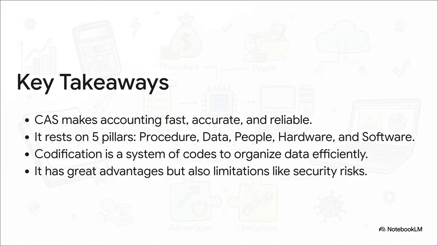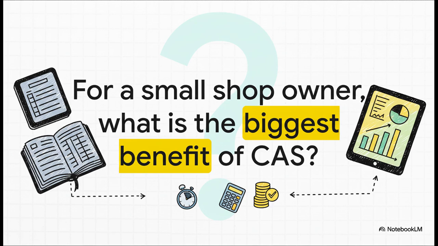Okay, let's quickly summarize everything. 4 key things to take away. Number 1, CAS makes accounting fast, accurate, and reliable. Number 2, it stands on our 5 pillars: procedure, data, people, hardware, and software. Don't forget them. Number 3, it uses codification to keep data organized. And number 4, it has great advantages, but also has limitations, like security risks. And that's the whole chapter in a nutshell. And we're done. See, I told you it was simple.